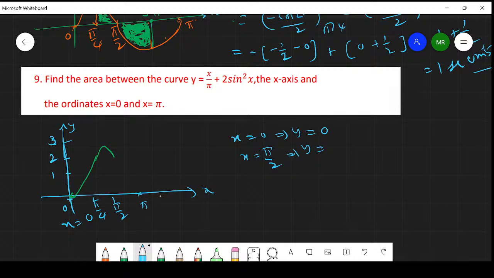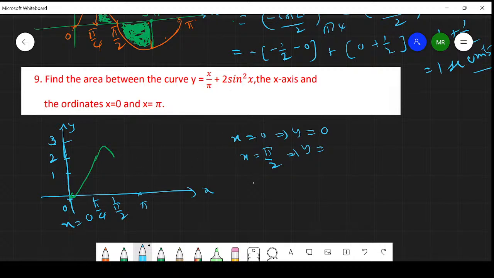Between pi by 2 to pi, the value will come down, because sine 90 is 1 and sine 180 is 0. The value is going down here, coming down. At 180 it will be 0, right? If we take it, the value will come.